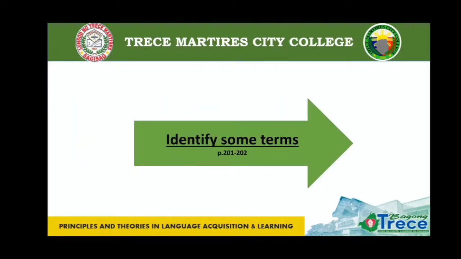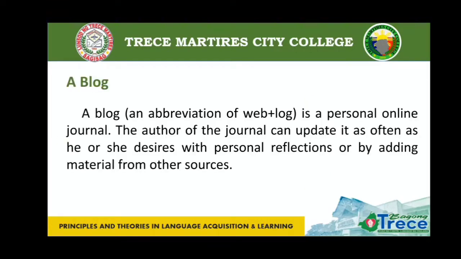So, before we move on to the experience, let me introduce a few of the terms that will be used in the lesson. A blog. A blog is an abbreviation of web log. It is a personal online journal. The author of the journal can update it as often as he or she desires with personal reflections or by adding materials from other sources. So, a blog is a personal online journal wherein you can share your own thoughts, ideas, experiences, and etc. If you want something new in your blog, you can update it anytime you want.